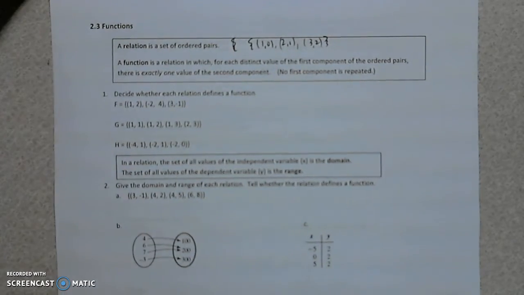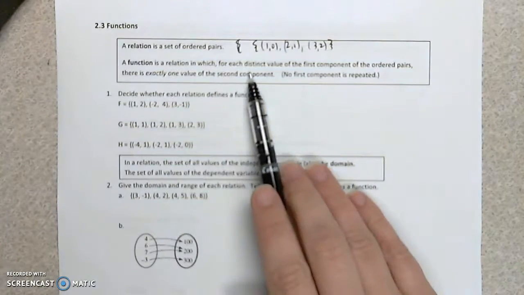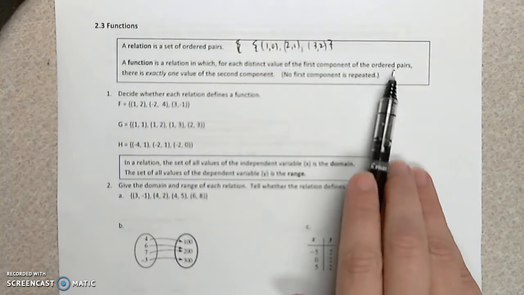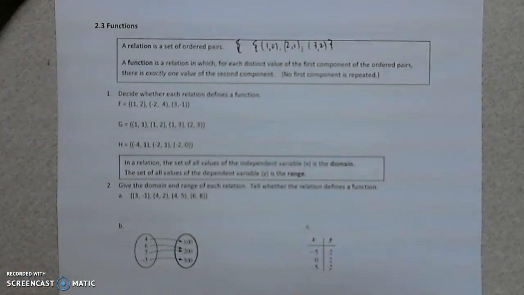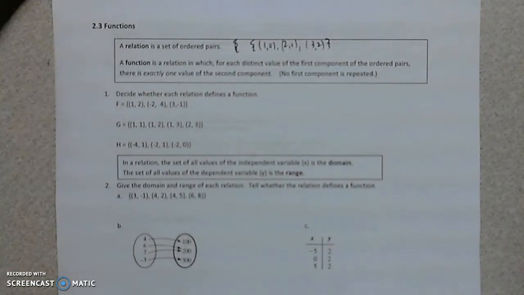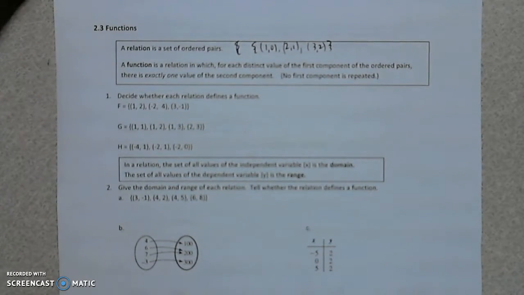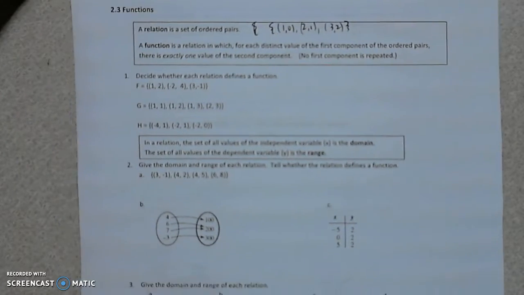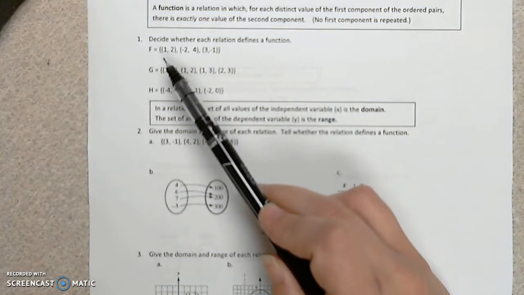That makes a relation. Now, a function is a relation for which each distinct value of the first component of the ordered pairs, there is exactly one value of the second component. That simply means the x value, that first component, is not repeated. Every x value is different. None of them are the same. So what we're going to do is look at a couple of relations and decide if they are functions.